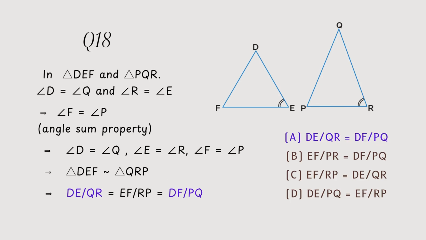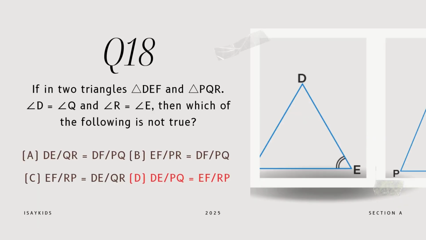Now let's see the options. Option A is true. Option B is also true. Option C is also true. However, option D is not true. Thus, the correct option is option D.